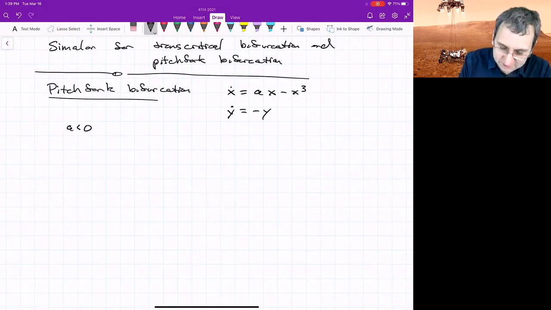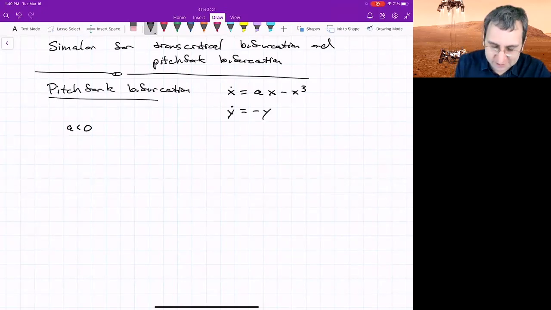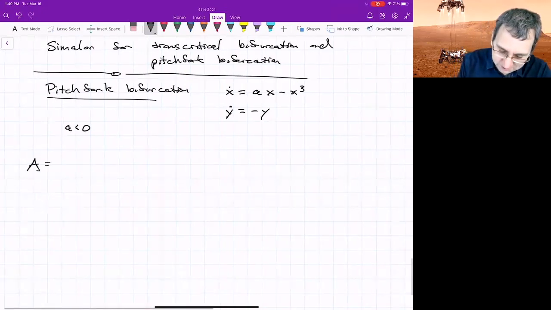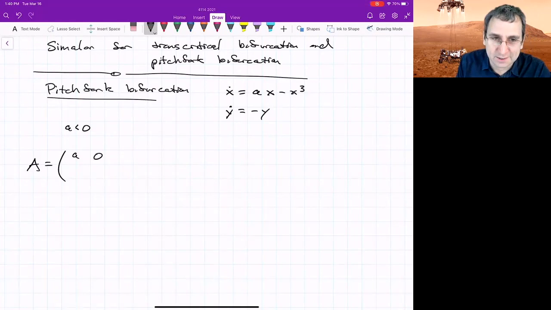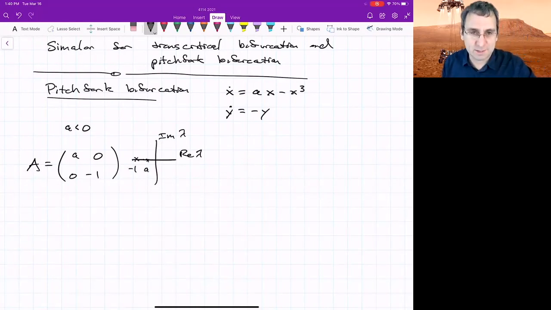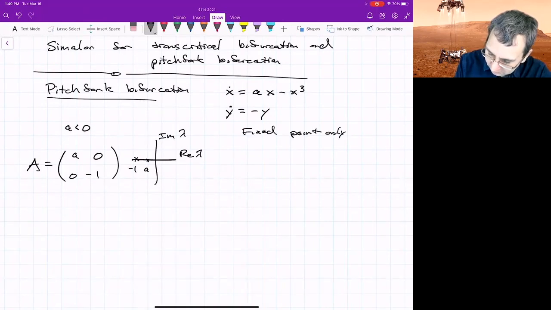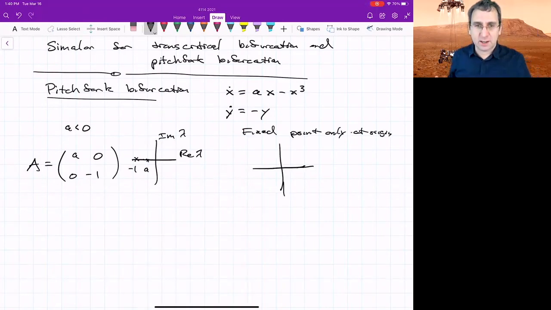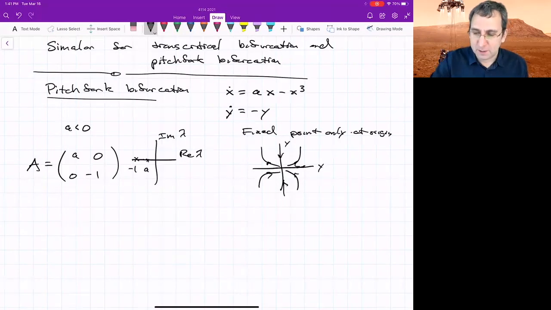Then for a less than 0, what do we get? We could look at the Jacobian, a 0, 0, negative 1. In terms of what our eigenvalues are doing, there's one at negative 1, and there's one at a, right, which is negative. This is at the origin. Got a fixed point only at the origin. It looks kind of like a stable node.